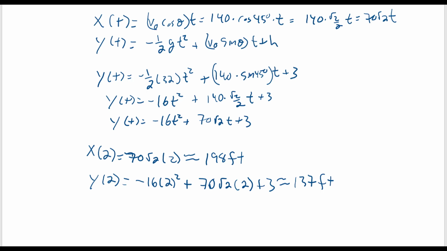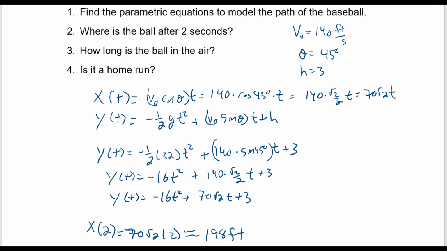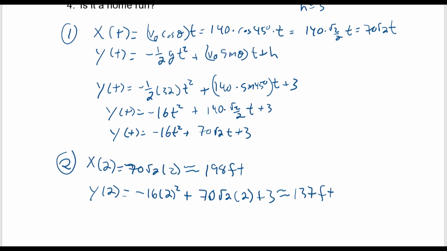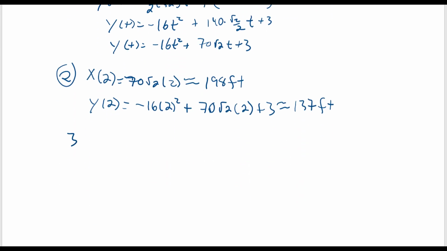Okay, so that was part 2. This is part 1, this is part 2. Part 3: how long is the ball in the air? So we want to know at what time it will be back down, with a height of 0. So for part 3, we look at when y of t equals 0. So we're looking at negative 16 t squared plus 70 times the square root of 2 t plus 3 equals 0.